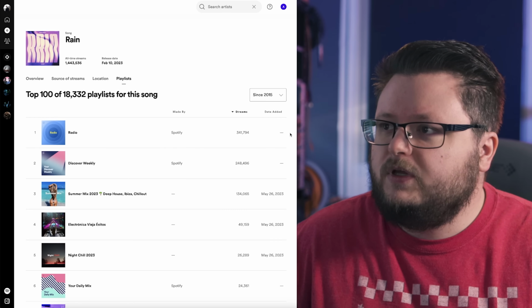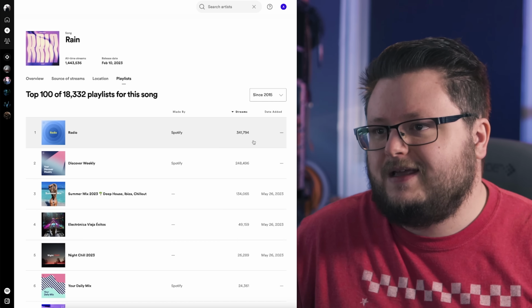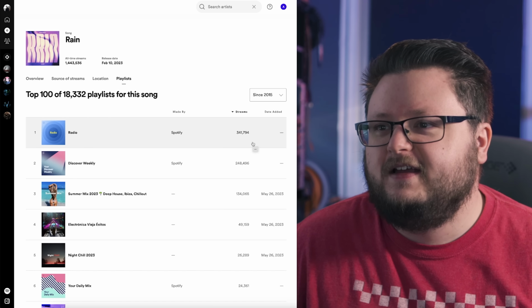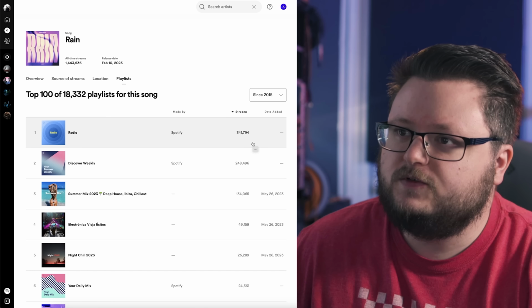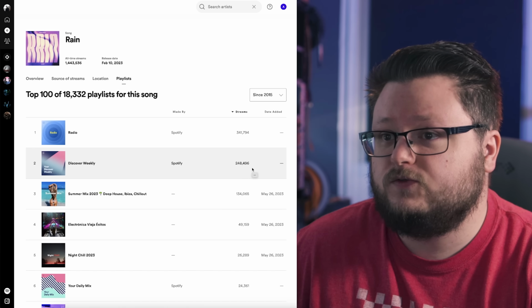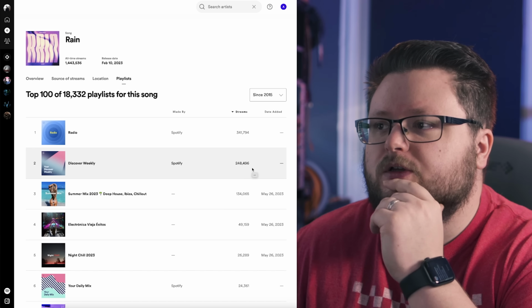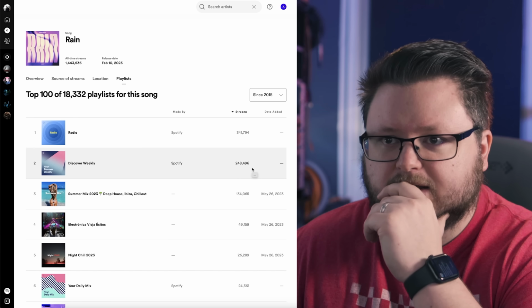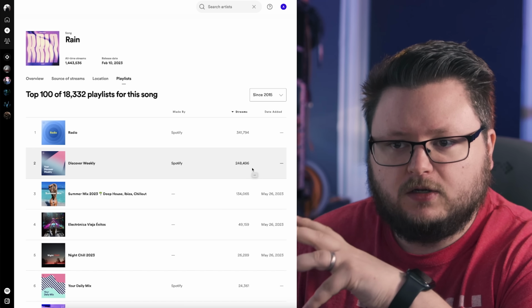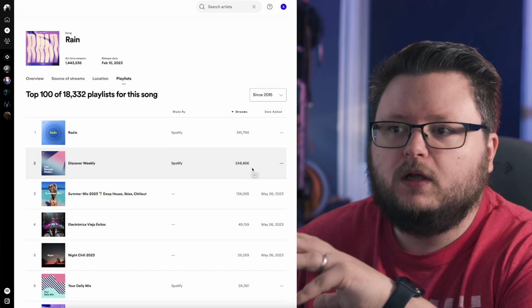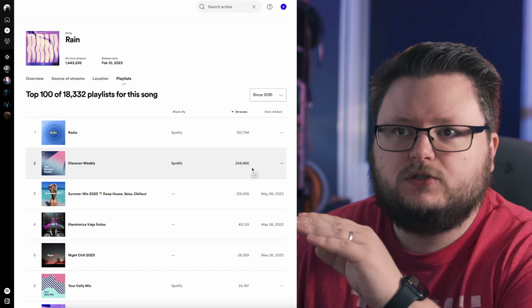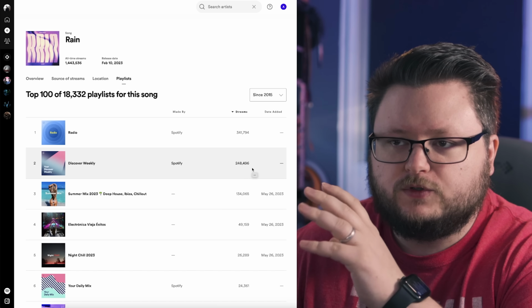Radio can be pretty good, but in this case, it actually kind of crushed Discover Weekly. 350,000 streams from radio and 250,000 streams from Discover Weekly. Typically, I consider long-term Discover Weekly to be a bigger playlist, but over the past year, I've noticed radio get bigger and bigger, and I don't know if this correlates to Discovery Mode versus on Spotify.